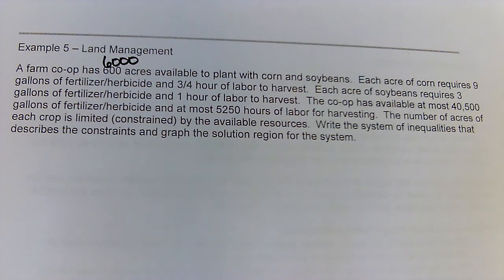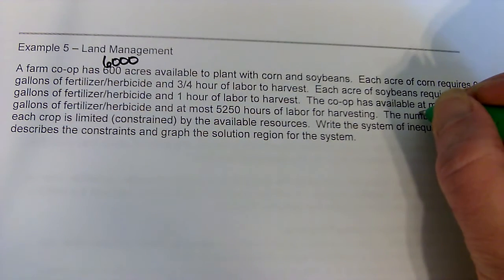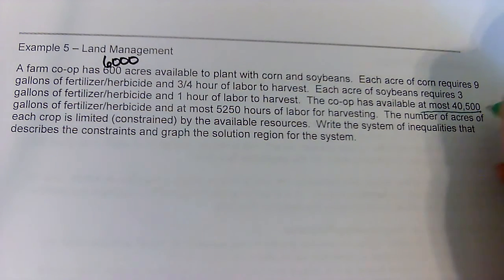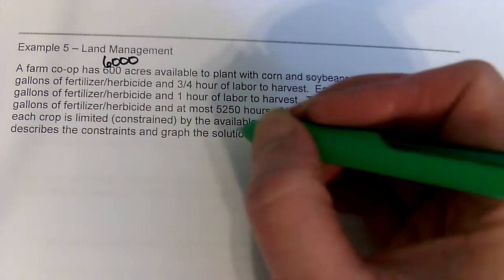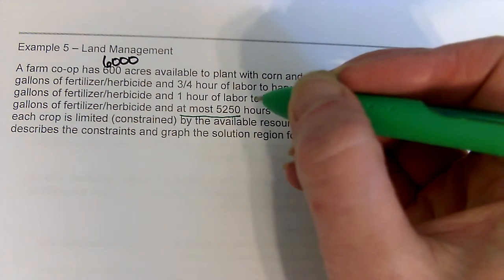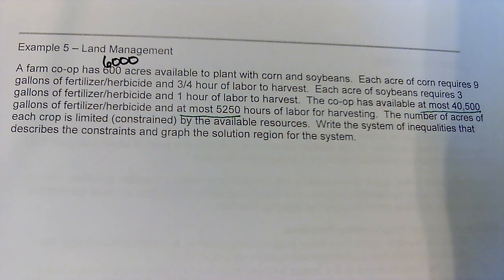Each acre of corn requires 9 gallons of fertilizer and herbicide and 3/4 of an hour of labor to harvest. Each acre of soybeans requires 3 gallons of fertilizer and herbicide and 1 hour of labor to harvest. The co-op has available at most 40,500 gallons of fertilizer and herbicide, and at most 5,250 hours of labor for harvesting.